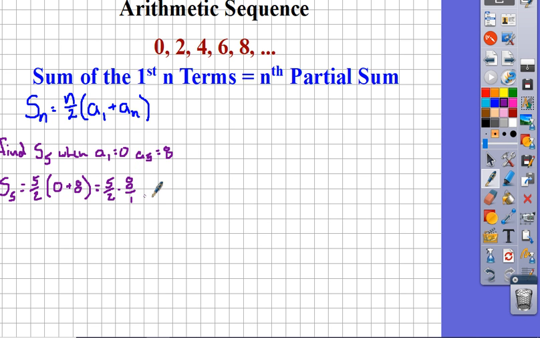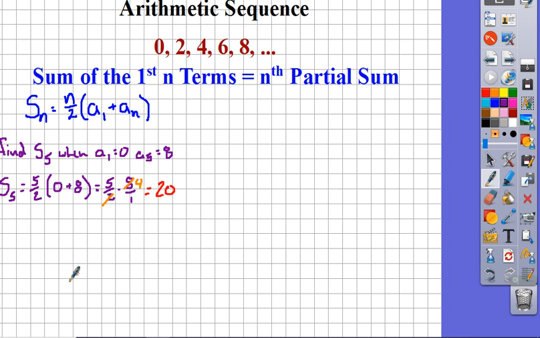We would think of that as 8 over 1, so that we could do a little cross reducing here with the 2 and the 8. And lo and behold, there we get our answer of 5 times 4 over 1, or in other words, 20, the sum of the first 5 terms in this case.